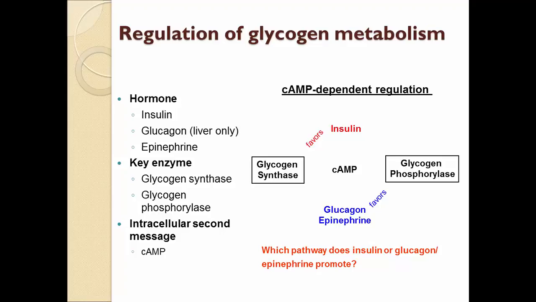So again, you connect with the hormones and fasting. Cyclic AMP levels are increased by glucagon and epinephrine during fasting. And so high levels of cyclic AMP should stimulate glycogen phosphorylase and inhibit glycogen synthase, right? And insulin just does the opposite. So insulin reduces cyclic AMP levels, right? So it reduces glycogen phosphorylase and stimulates glycogen synthase activity.